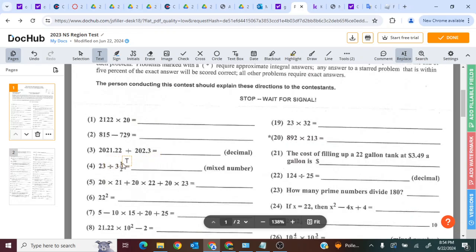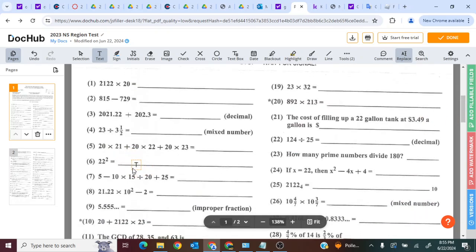23 divided by 3 and 1/2. Improper fraction, that makes it 7 over 2. 23 times 2 all over 7. 46 over 7 is 6 and 4/7. Okay, all these are multiplied by 20, so add up the stuff multiplied by 20. 21 plus 22 plus 23 is 22 times 3, which is 66. 66 times 20, 132 times 10, 1320.